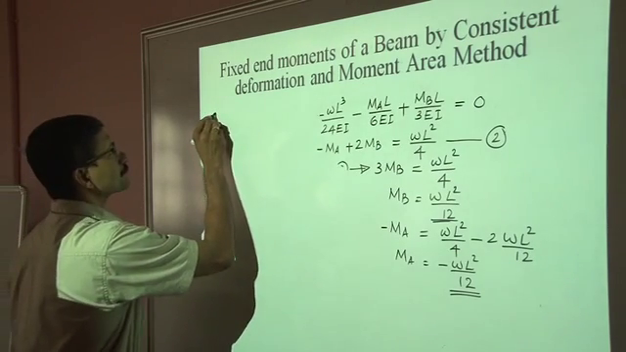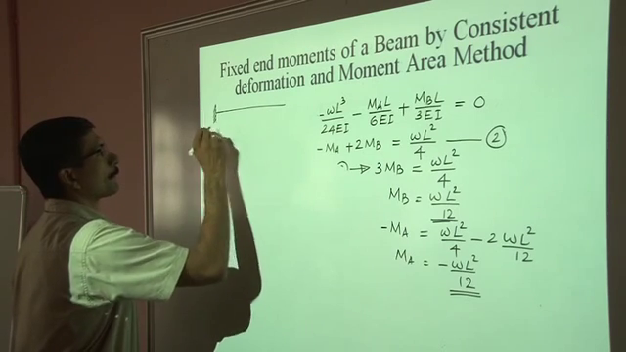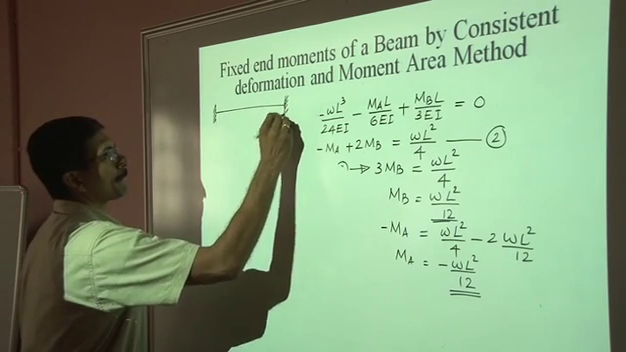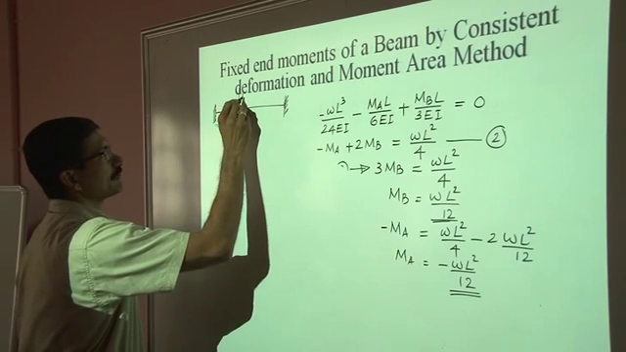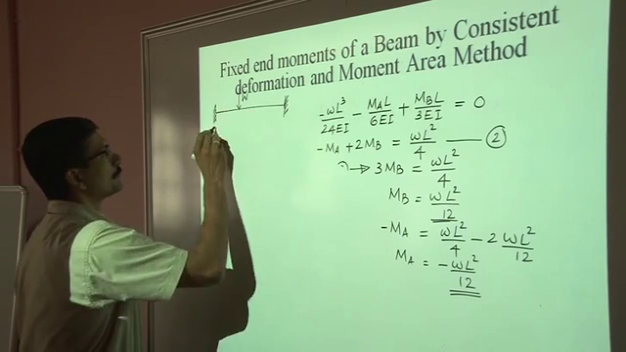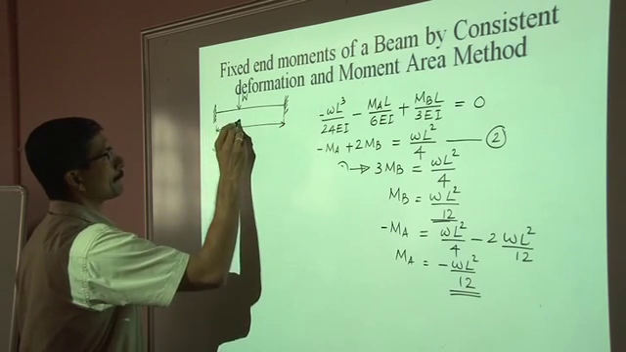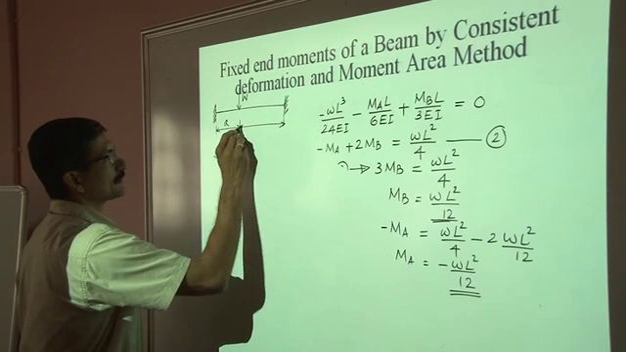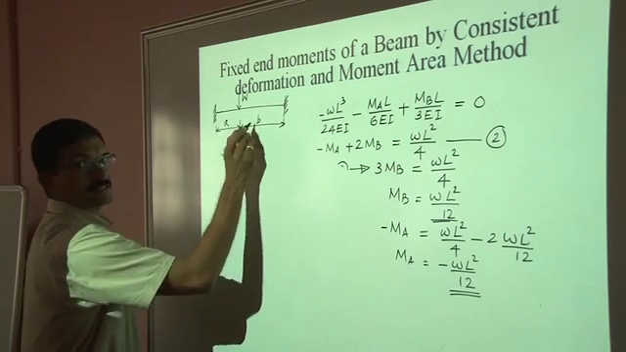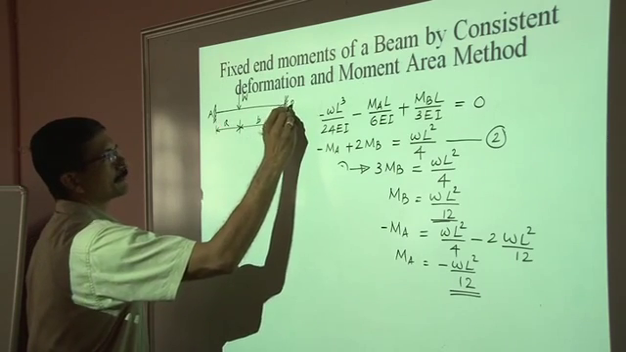Further, if you have an eccentric point load like this, say of magnitude W, this distance is equal to A, this is equal to B, A plus B is equal to L, this end is capital A, this end is capital B.